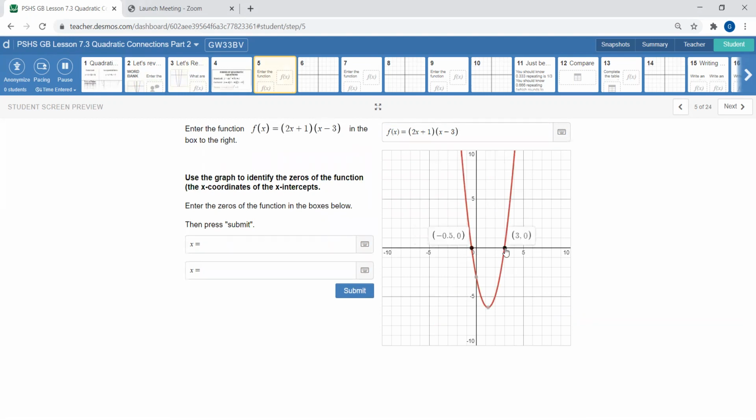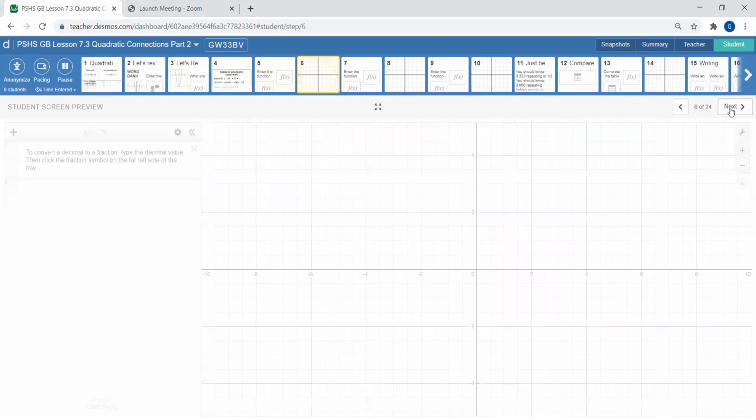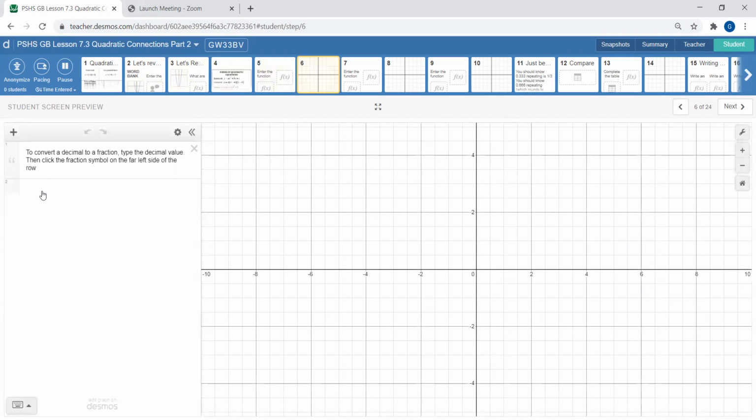So I can click on my roots or zeros, whatever you want to call them, zeros it says here. So it said 0.5, and this one said 3. And we'll go ahead and submit. And this time it doesn't seem to have done anything, which is a little bit strange. Sometimes, though, it will ask you to put these as fractions. So I think if I remember on the last slide, yeah, to convert a decimal to a fraction, you can just type in the decimal, hit the fraction button, and it will actually convert it for you.